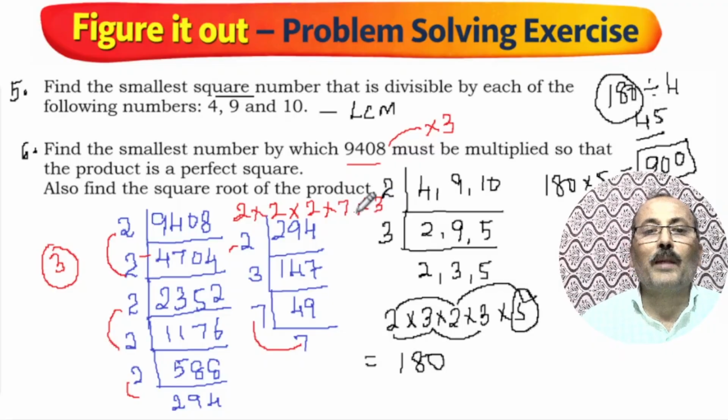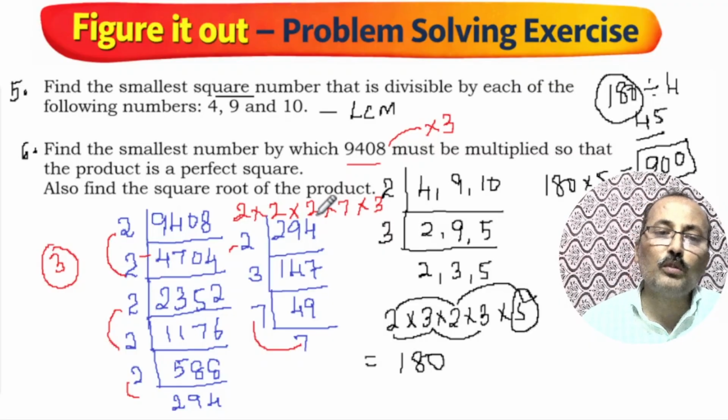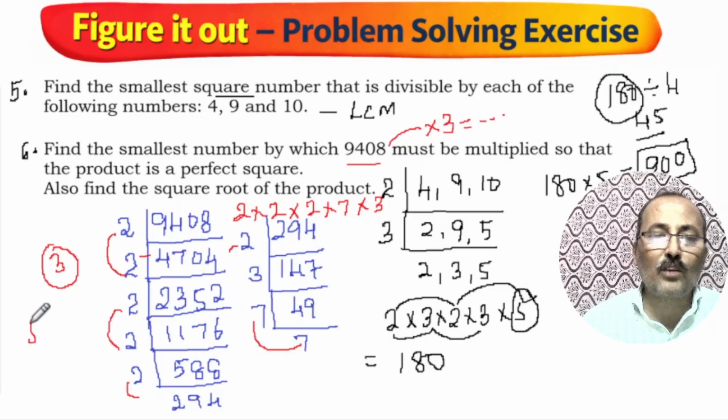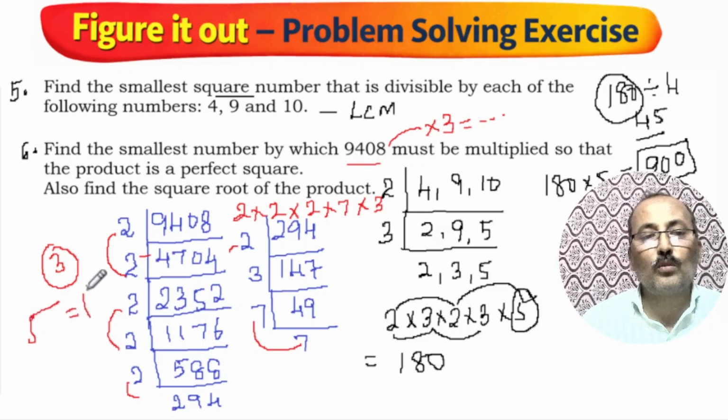Now you have to multiply. 7 threes are 21, 21 into 2 is 42, into 2 is 84, into 2 is 168. So you will get one number, no? The square root of that number is 168. That is the answer.